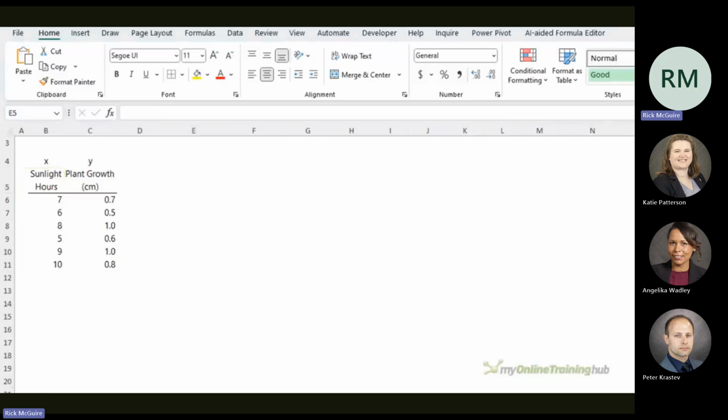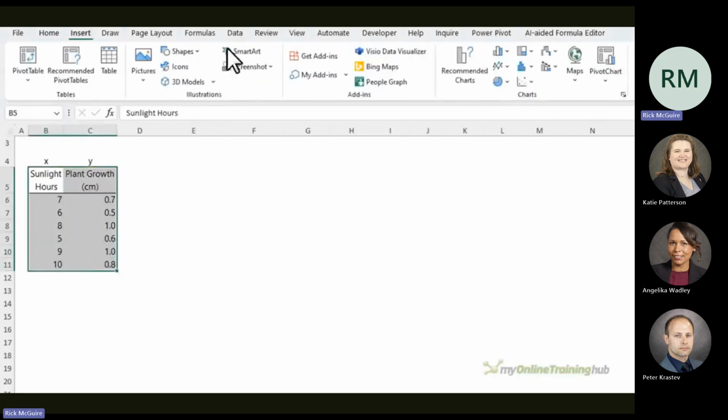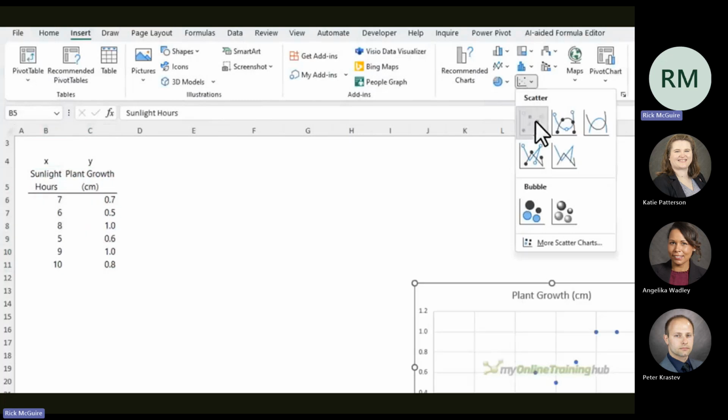charts to model linear regression. I want my independent variable in the first column and then the dependent variable in the next column so that they're plotted on the X and Y axes respectively. So with my data selected, I'm just going to insert, and I want a scatter chart.